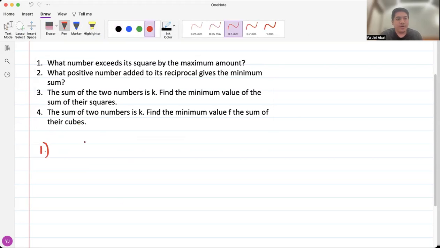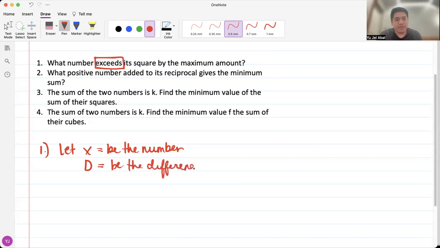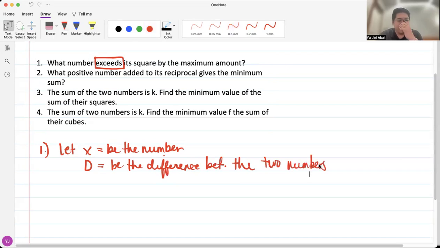We are going to let x first be the number, because we don't know what number that is. And then we are going to let capital D, because it says exceeds, meaning it's minus, be the difference between the two numbers. So that will be our D.